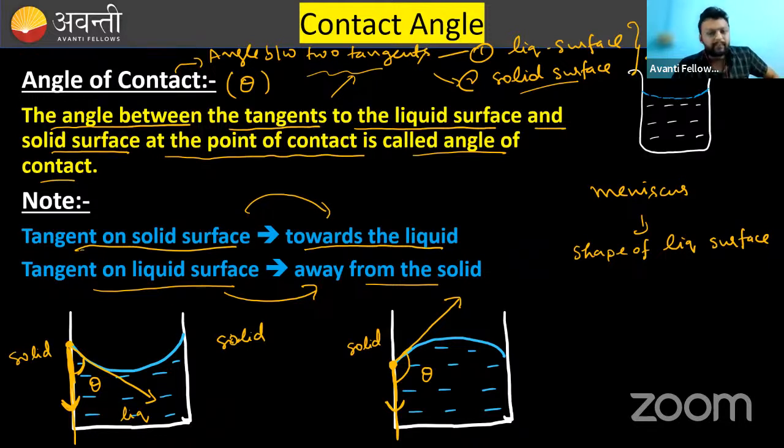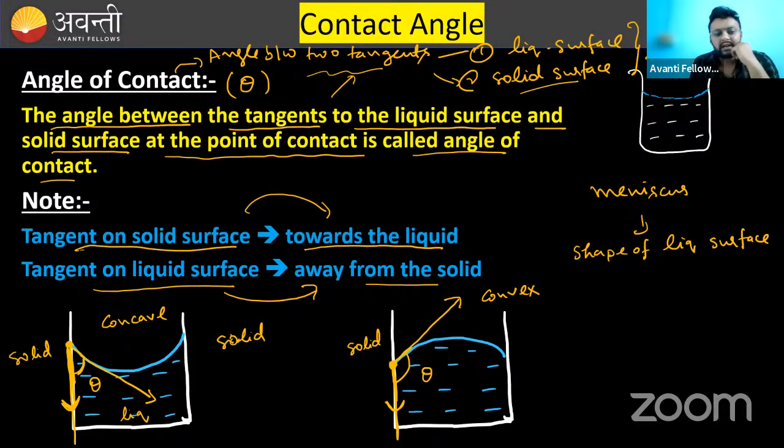So now you can remember a few things. We will make some punchlines from this discussion. You can see that this is a concave surface now. This is convex.